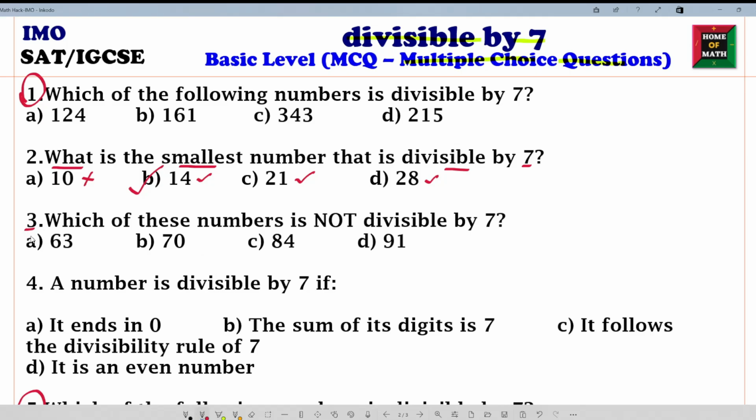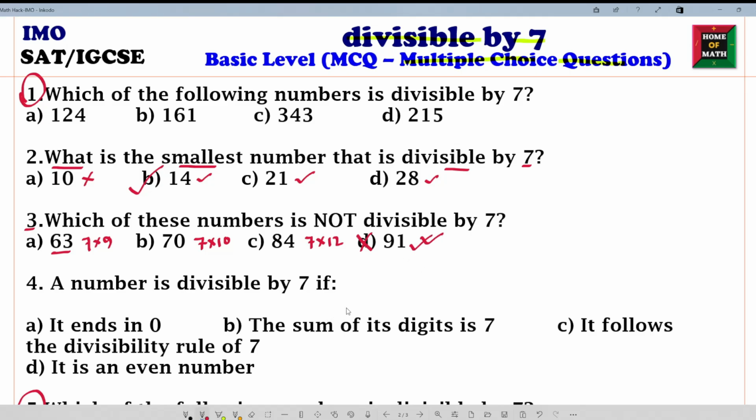Number 3. Which of these numbers is not divisible by 7? Look, 63 we can divide by 7 because 7 times 9 becomes 63, 7 times 10 becomes 70, 7 times 12 becomes 84, but 91 we cannot divide by 7. So this is the right answer.